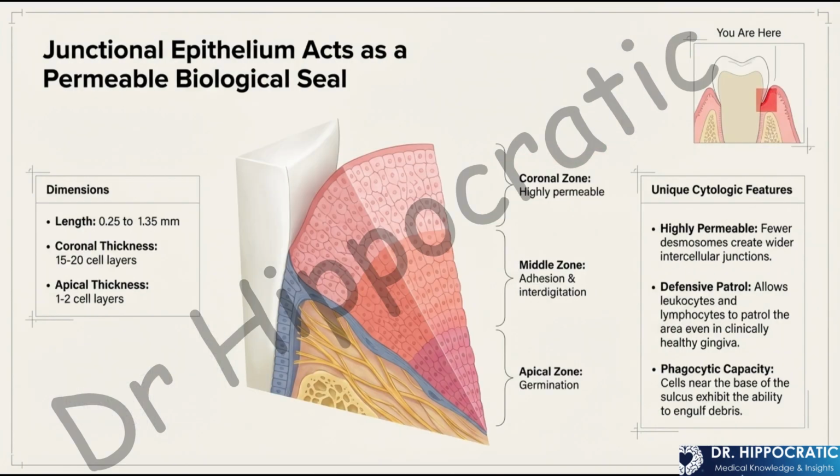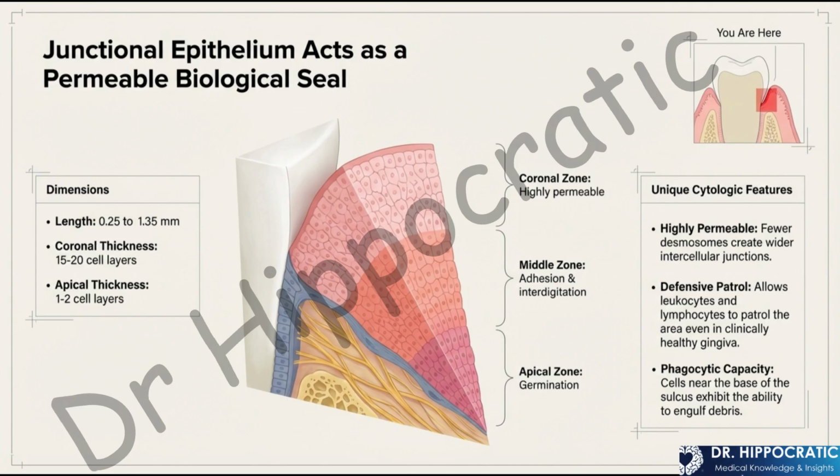Slide 6 takes us to the very bottom of the pocket, the junctional epithelium. This is the biological seal at the base of the moat. And the dimensions here are just incredibly tiny. The length of this entire seal is just 0.25 to 1.35 millimeters. It's microscopic. And at the top, it's about 15 to 20 cell layers thick. But as it tapers down to the very base, it thins out to just 1 to 2 cell layers.